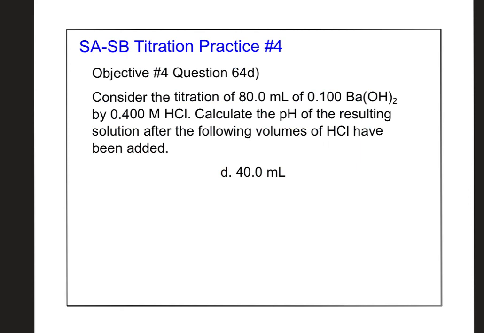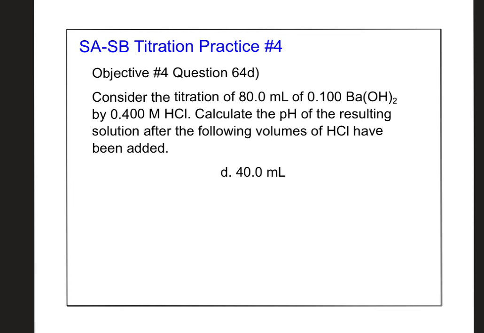All right, at this point, you should be able to do objective number 4, which is the titration and indicator problem set. You should be able to do objective number 4, question 64. You should be able to do the entire thing. I do believe this question is worth 5 points because there's 5 separate steps. You're basically calculating the pH at 5 different times or points on the titration.